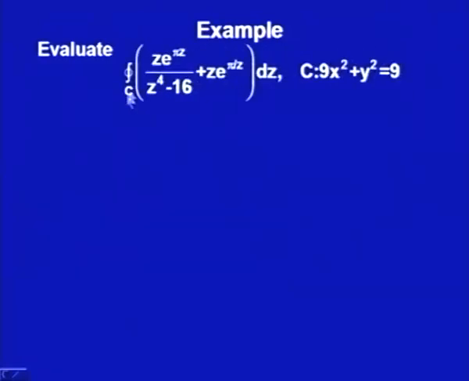Evaluate the integral of z e to the power pi z upon z to the power 4 minus 16, plus z times e to the power pi by z, with respect to z on the contour C, where C is an ellipse. If I write this equation in the x y coordinates, it is 9 x square plus y square is equal to 9. Of course, we do know that in the complex number either we call z plane or we call x y plane.